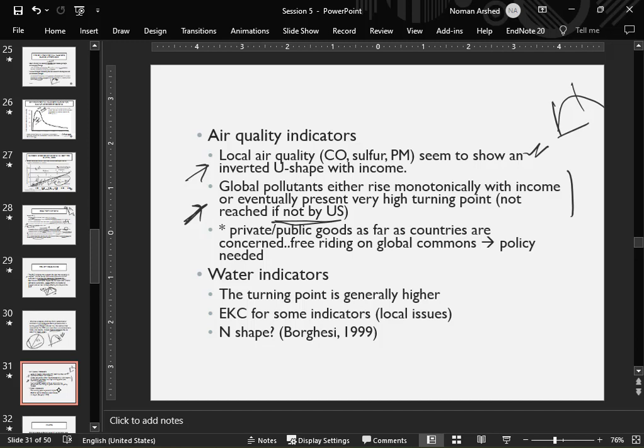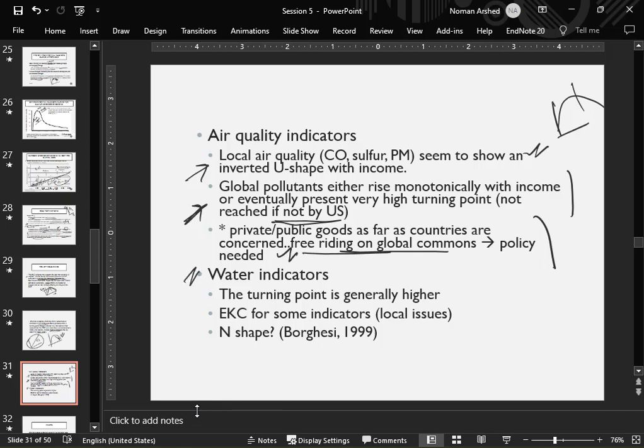So private and public goods, as far as countries are concerned, there is free riding on the global commons and policy is needed. It is saying why it is so: because there is free riding in the global dimension. It means the countries are not considering their actions and their effect on other countries, so they are just enjoying free riding, and there is a need of policy to try to enforce the EKC idea on the global level.